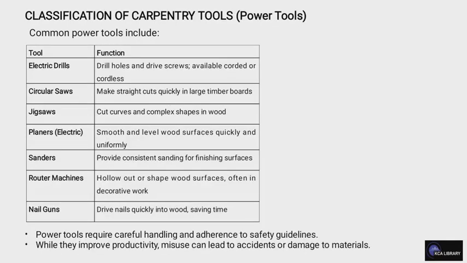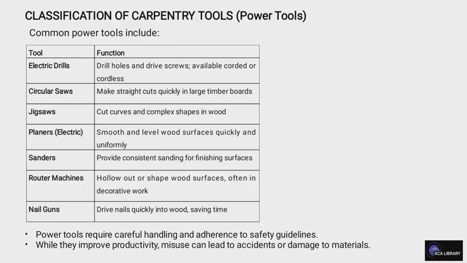For the power tools, we have electric drills, and this functions to drill holes and drive screws. And the circular saw makes straight cuts quickly in large timber boards. And the jigsaw cuts curves and also complex shapes in wood. We have the planer, which is electric, and it smooths and levels wood surfaces quickly and uniformly.